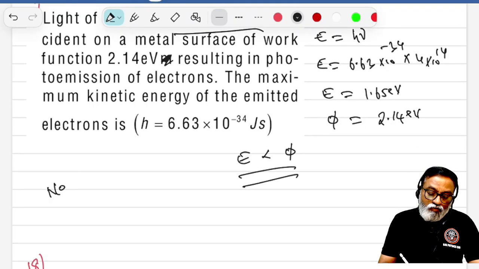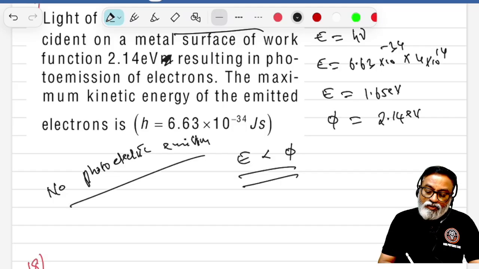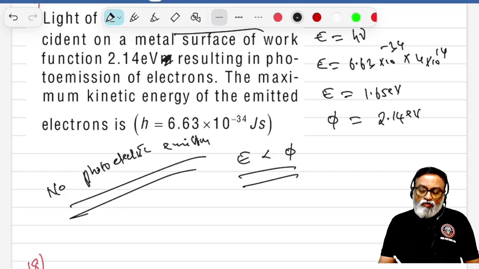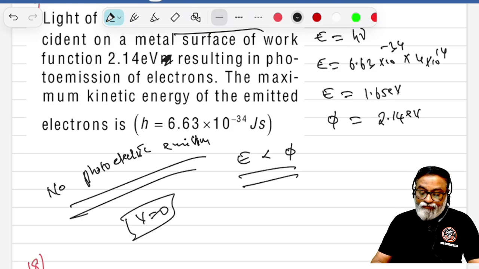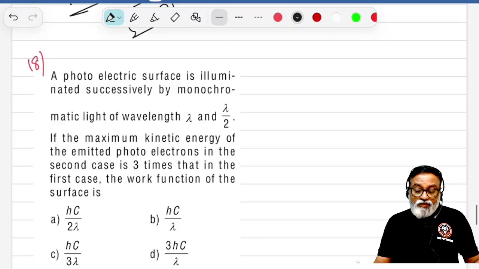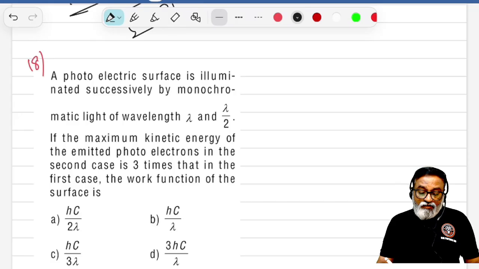Therefore, no photoelectric emission means no photoelectrons are emitted. Therefore, velocity is equal to 0. This is a problem we already did, a repeated one. Answer is hc by 2 lambda.